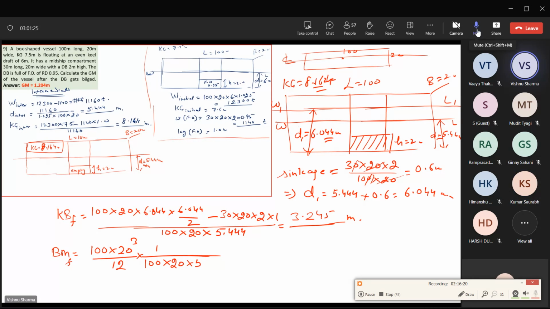Bolo, there will be confusion. I'm asking you the value. Now speak the value so that I know. 5.444. Because if you say initial, somebody may take it as 6 meters then. No, okay. 5.444. Okay, so 20 square by 12D. How much is the BM, beta? 20 square by 12 into 5.444.